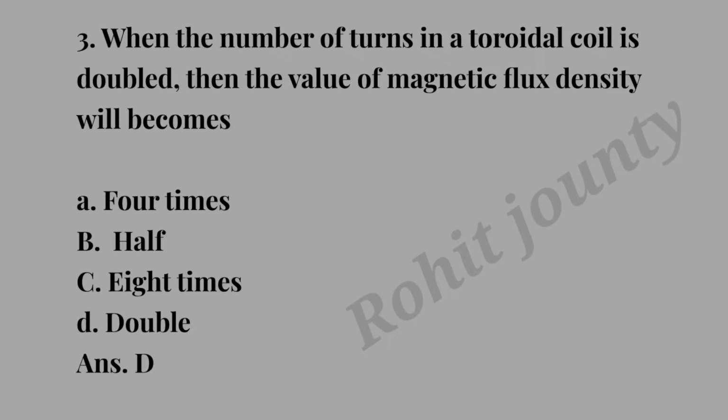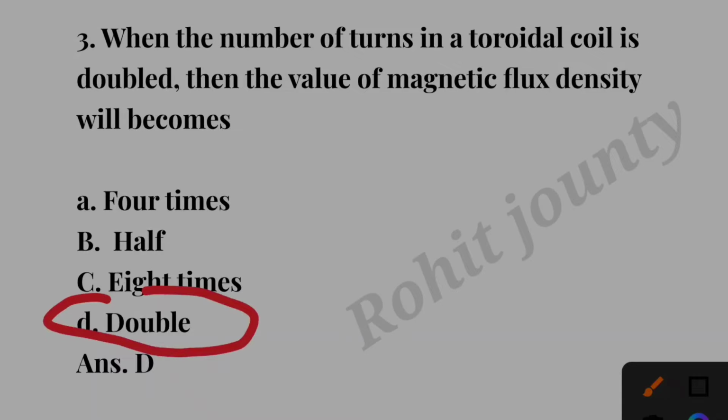Question number 3. When the number of turns in a toroidal coil is doubled, then the value of magnetic flux density will become: option A 4 times, option B half, option C 8 times, option D double. The correct answer is option D, double. When the number of turns in a toroidal coil is doubled, the magnetic flux density is also doubled. Option D is the correct answer.